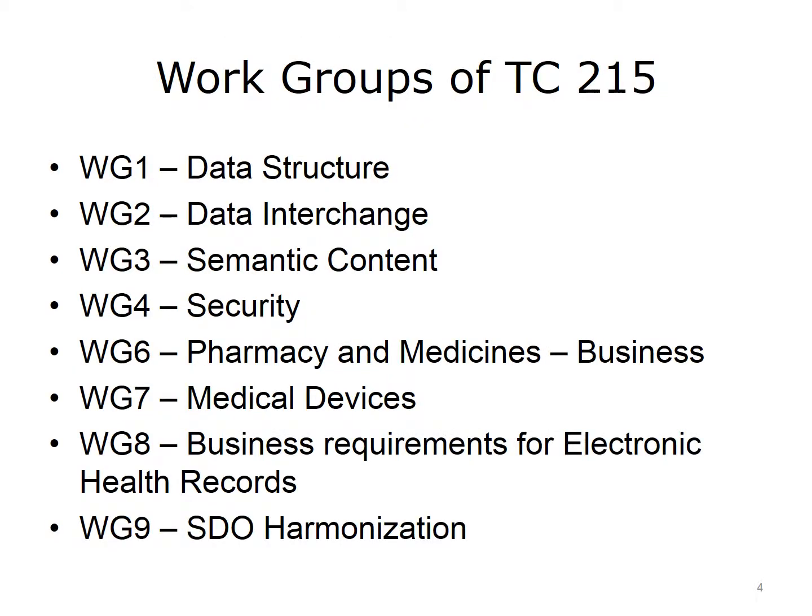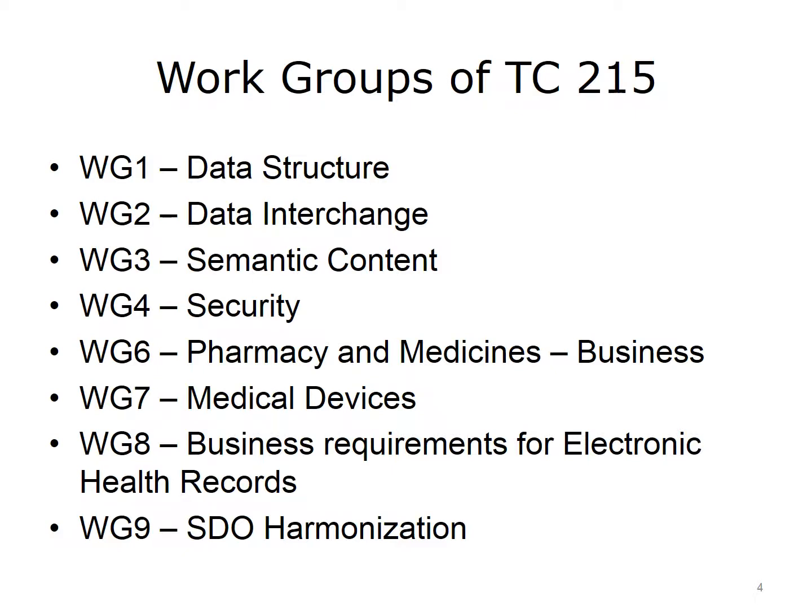TC 215 has 8 active work groups. One other group, WG5 on data cards, completed its work and was inactivated. WG1 deals with data structure and is the WG that defines standards for the EHR and related material. WG2 deals with data interchange and includes messaging standards, data types, data models, and such. WG3 deals with terminology. WG4 deals with security.